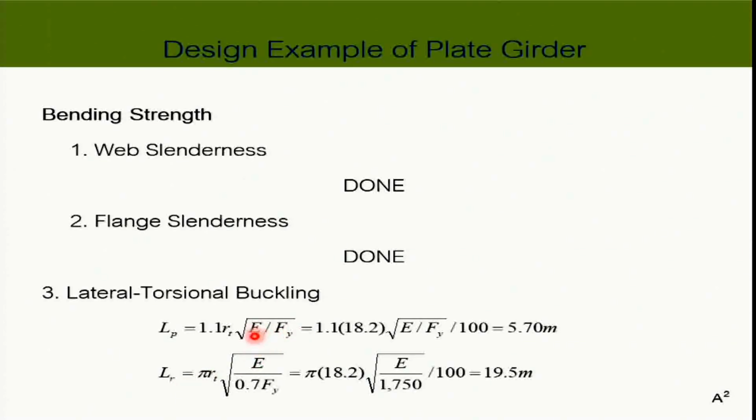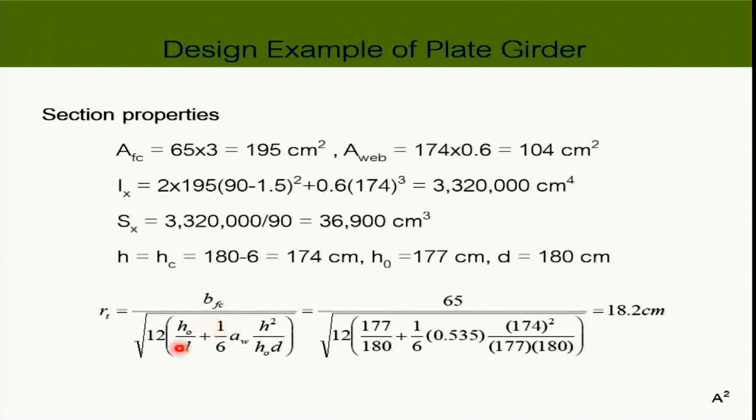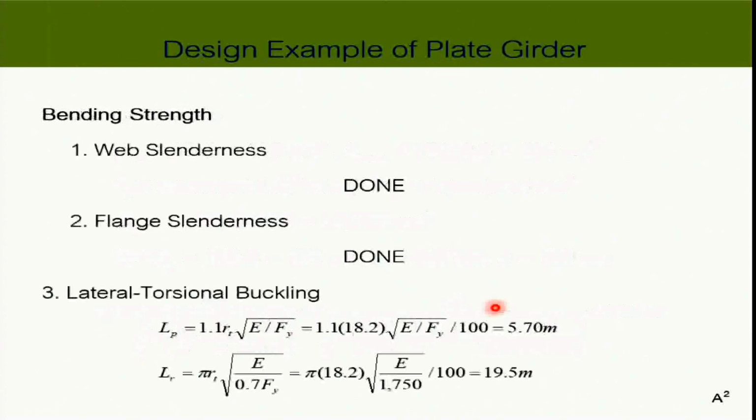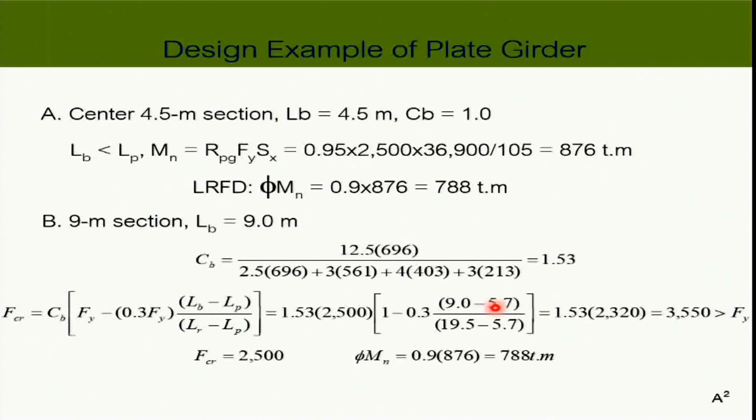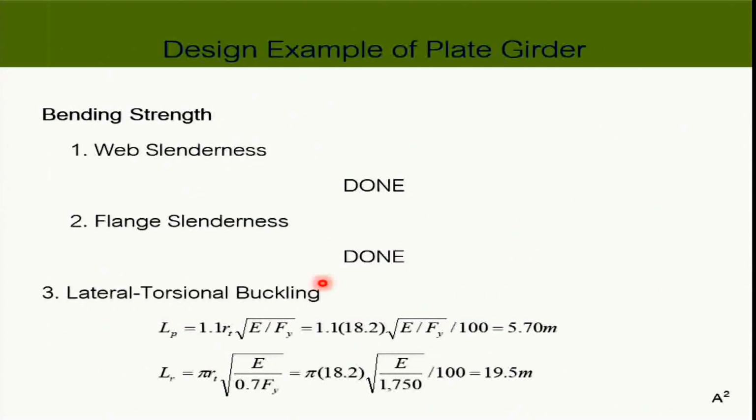After we have the cross-section properties, the RT can be calculated by using this formula, which is from the specification. After you have the section, you have RT, and then you can calculate LP and LR, and then this is how we calculate the strength of the plate girder. And this time, I believe if I don't use CB, we're not going to pass it. And again, CB is calculated as before.